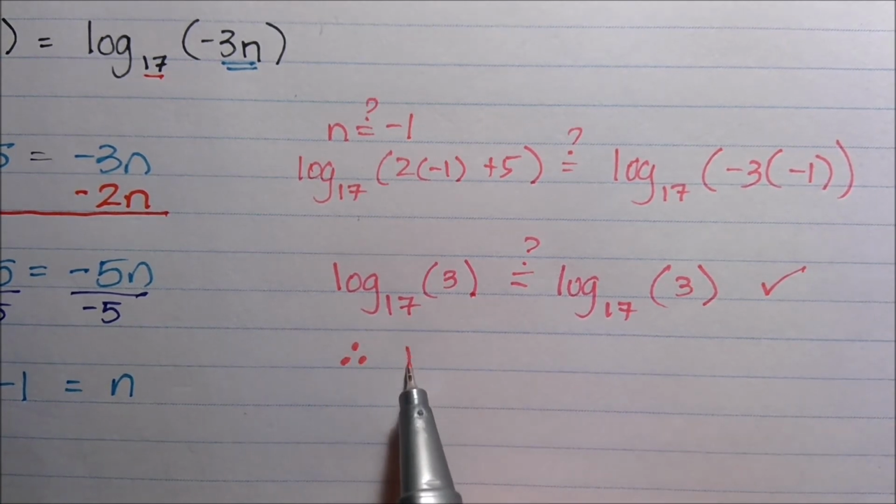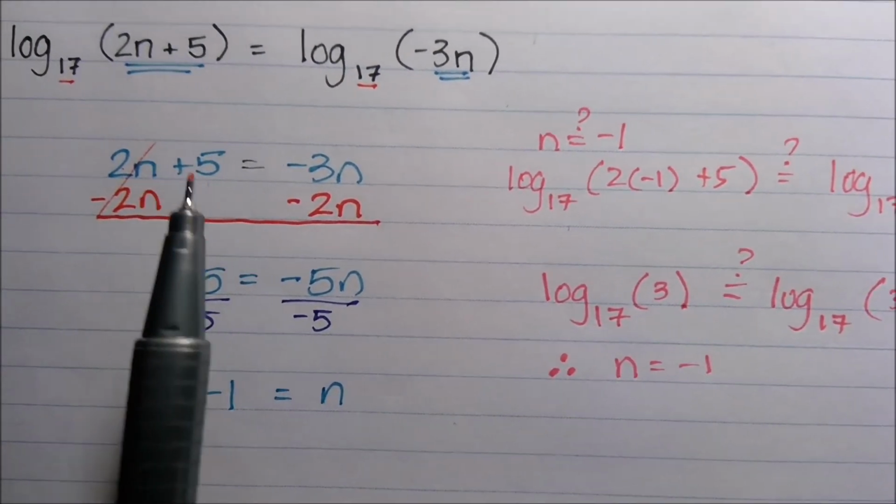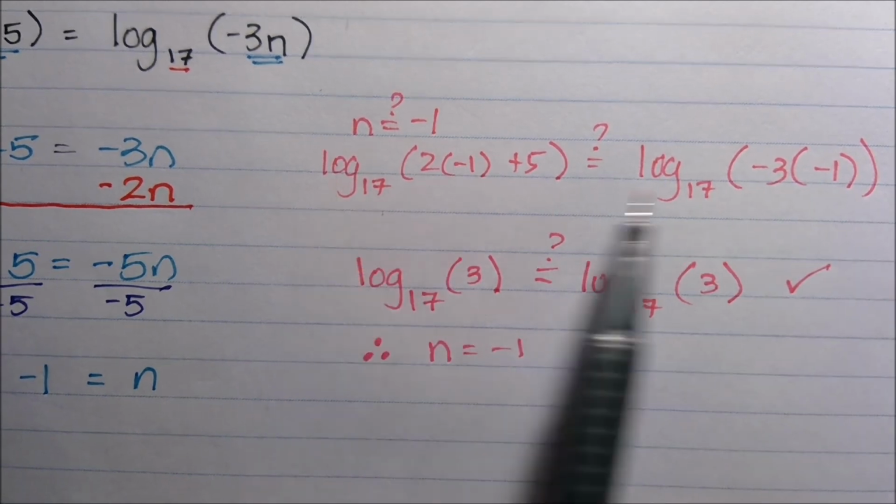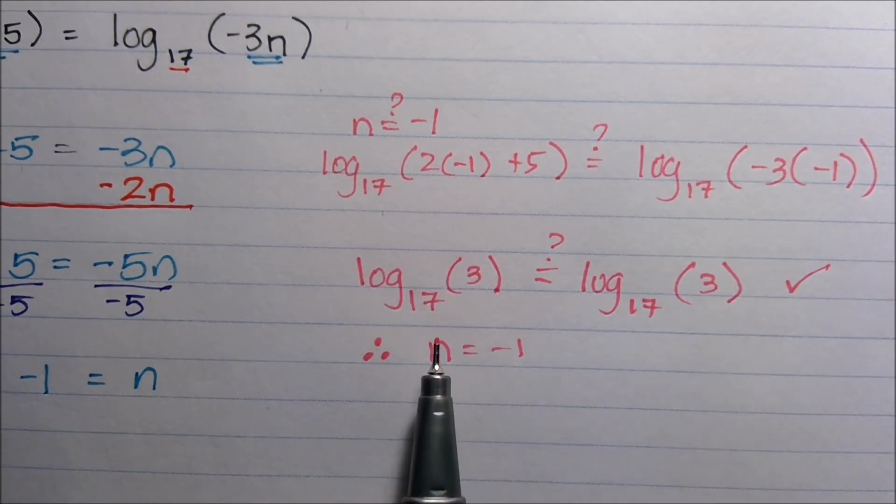Therefore, n is equal to negative 1. So I've found that n was negative 1 via algebra. I've substituted back in. I've evaluated both sides to show that that solution is in fact a correct solution.